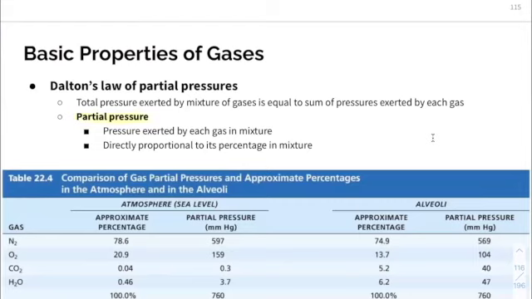The partial pressure is that pressure that each gas is exerting. And of course, because it's part of the whole, it's going to be a percentage of that mixture, because that's what a percent is. It's a part of that whole.